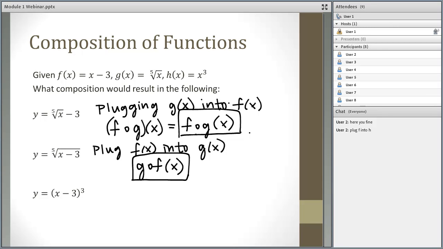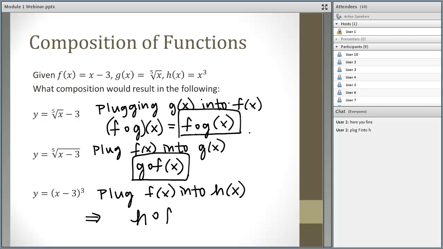Great, so we have x minus 3, and that's going to the third power. So we're going to plug f of x, so x minus 3, is going to get plugged in for h, or plugged into h. I'm going to plug f of x into h of x. So how I would write this is h composed of f of x. So it's saying h composed of f, meaning f was plugged into h.